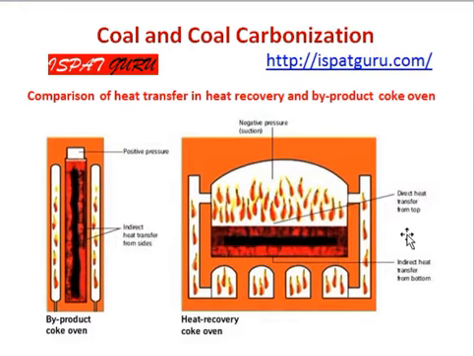This is the comparison between heat transfer in heat recovery ovens and byproduct ovens. This is the byproduct oven. These are the heating walls, and heat transfer takes place horizontally. In the non-recovery oven, burning takes place on the top, and heat travels from top to bottom. And in the heat recovery oven, since the hot gases go below, heat is also transferred from below and from the top, so heat transfer takes place from both sides.